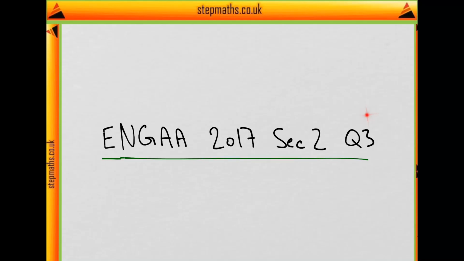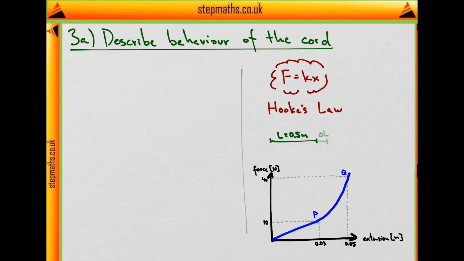In this video, we'll look at the third long question from section 2 of the 2017 exam. So here we have an elastic cord of natural length 0.5 meters, which is extended, and here in this plot we see the force needed to achieve a certain extension. There are two special points on this plot, point P and Q, where the cord fails by fracture. And our task is to describe the behavior of this elastic cord, or choose the right description.